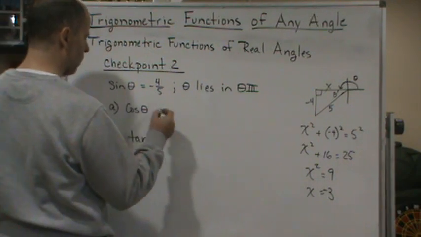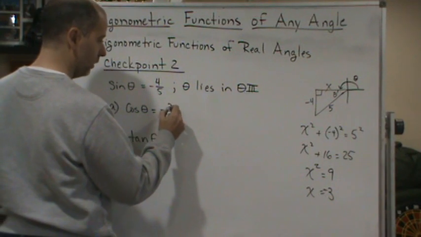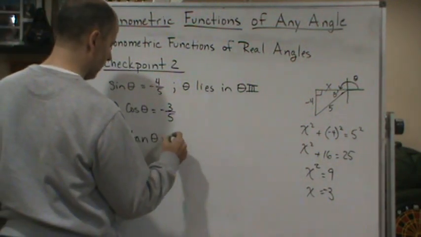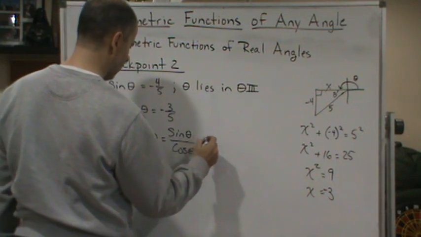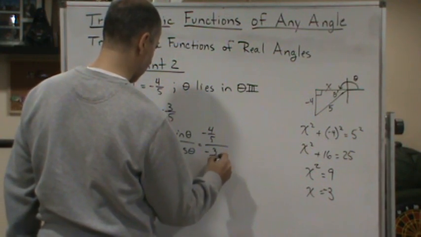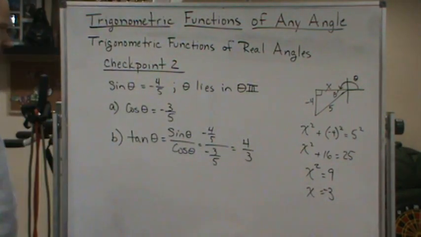So now we can easily find cosine. Because cosine is what? Adjacent over hypotenuse. So it's going to be -3/5. And now tangent again. For tangent, we're going to use the trig identity. So it's going to be sine over cosine. And so we're going to take -4/5 divided by -3/5. And lo and behold, we get 4/3. And it's positive. And tangent is positive in the third quadrant.